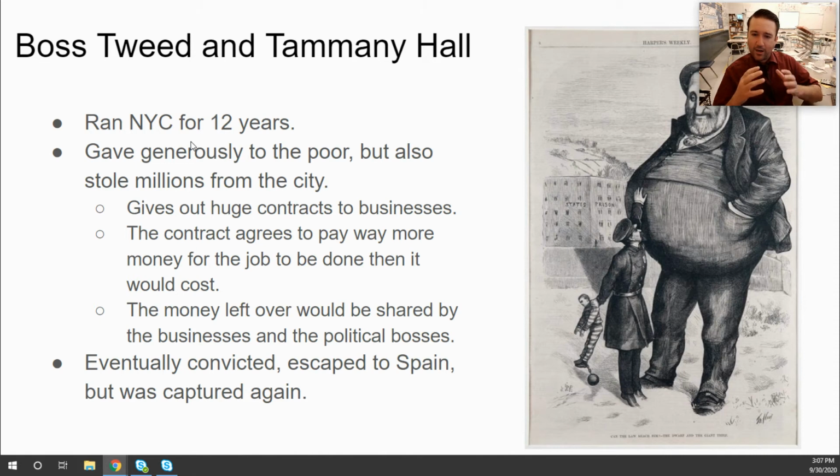There's a dichotomy with the political machine, something we'll dive into a little bit more. On one hand, Boss Tweed gave very generously to the poor, providing programs to help the poor, the working poor, and immigrants and so forth. But at the same time, he stole millions of dollars from the city in taxpayer money through these corrupt bargains. As I mentioned, they give out these huge contracts to businesses. The contract agrees to pay this amount. When the job is done, there's this much money left over. Some of it would go to the business, and some of it would go in a kickback to the politician who wrote that contract to begin with.